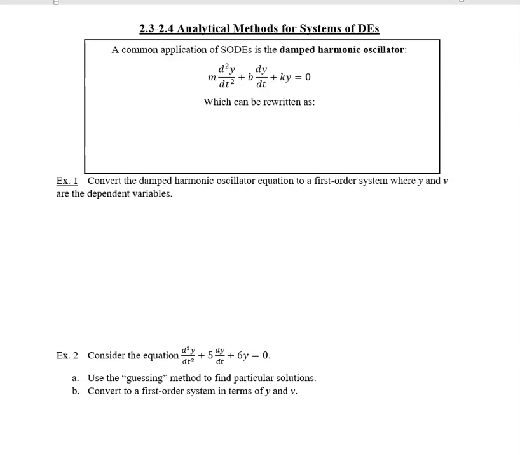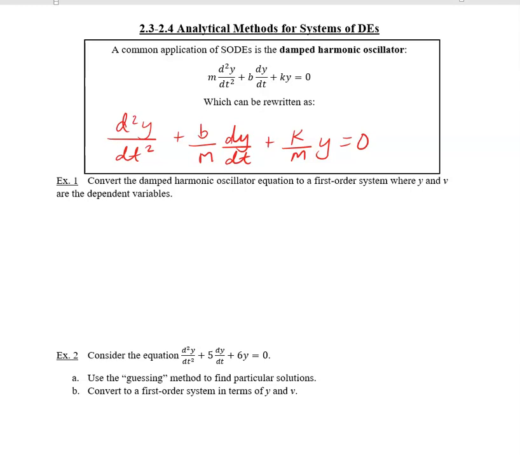So one way we can rewrite this, just divide everything through by m, and this becomes the second derivative of y plus b over m times the first derivative of y plus k over m times y equals 0. And this is kind of the standard way we might write this. So example 1 says, convert the damped harmonic oscillator to a first order system of equations.